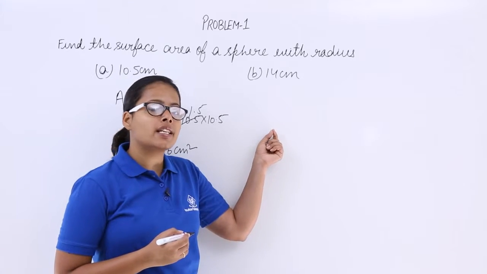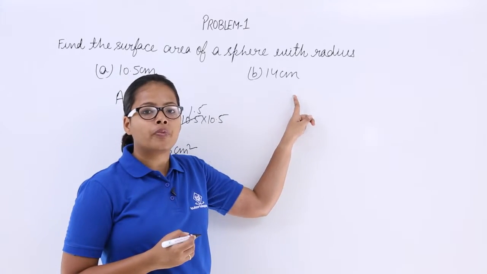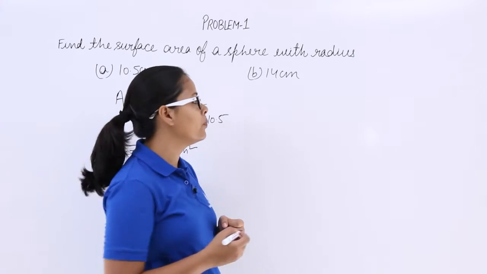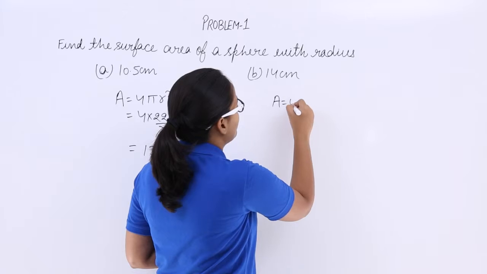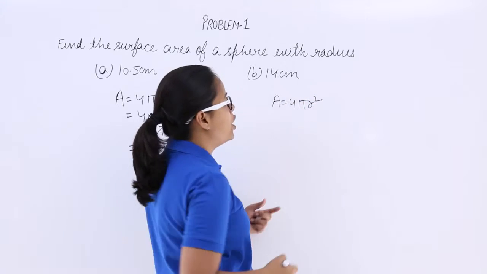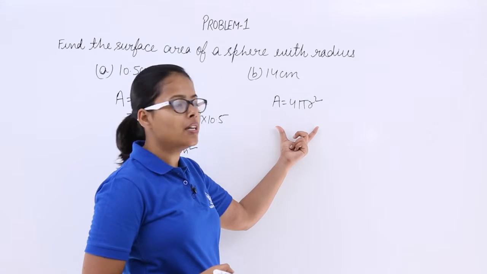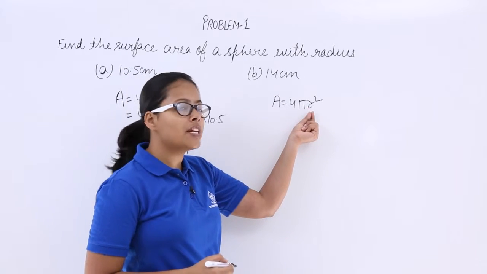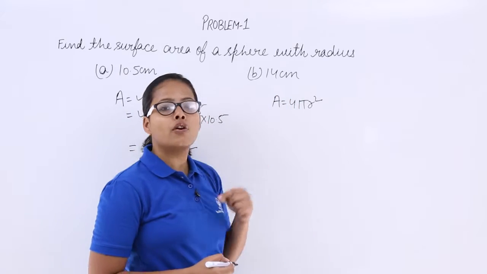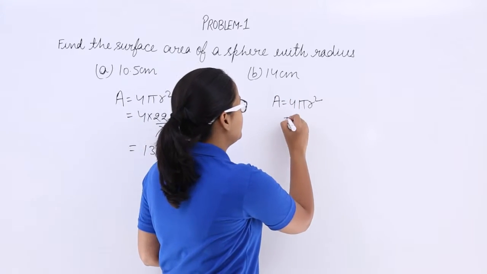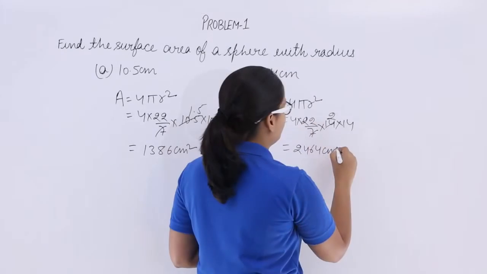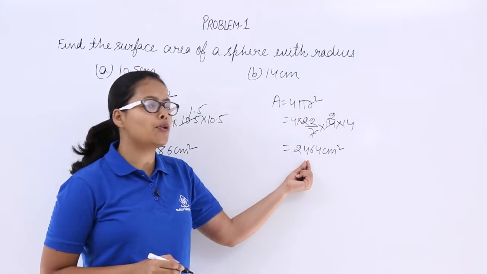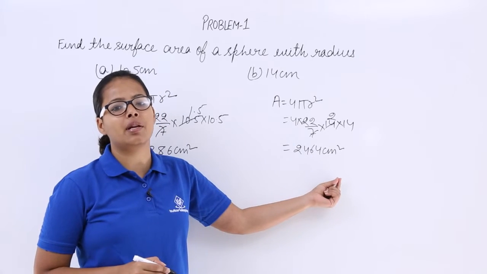Now in this case, which is 14 centimeter, for this radius, what will be the area? So let's start calculating. Now you are already familiar with this expression that surface area of a sphere is 4 pi r square. And what is the value of r here? It is 14 centimeter. So your answer, after evaluating this expression, will be 2464 centimeter square.